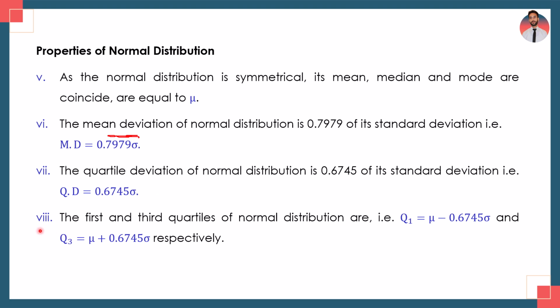In the eighth number, the first and the third quartiles of the normal distribution are Q1 equal to mu minus 0.6745 of sigma and Q3 equal to mu plus 0.6745 of sigma.